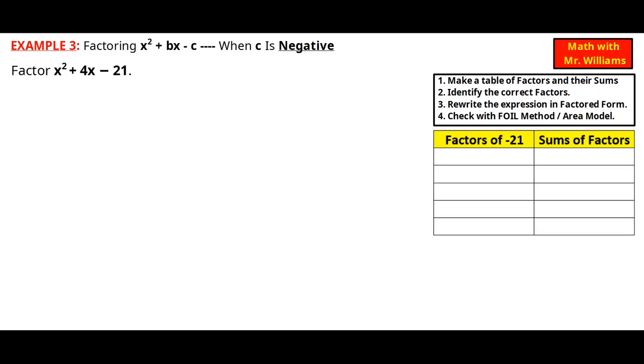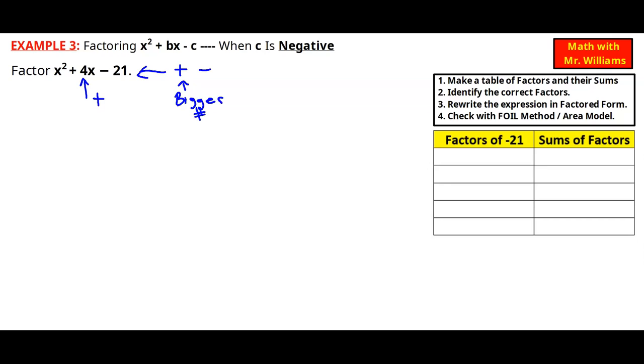Math with Mr. Williams. Example 3, factoring x squared plus bx minus c, where c is negative. Here we have to factor x squared plus 4x minus 21. And we know that in order to get a negative 21, when we multiply, we have to have one number being positive and the other negative. Now the trick here is, I look at the b, I know it is positive. So that means our bigger number has to be positive.